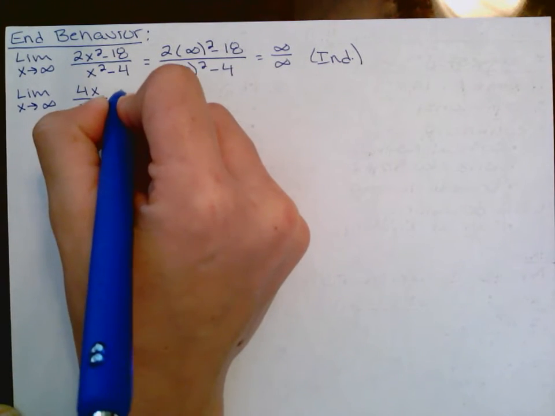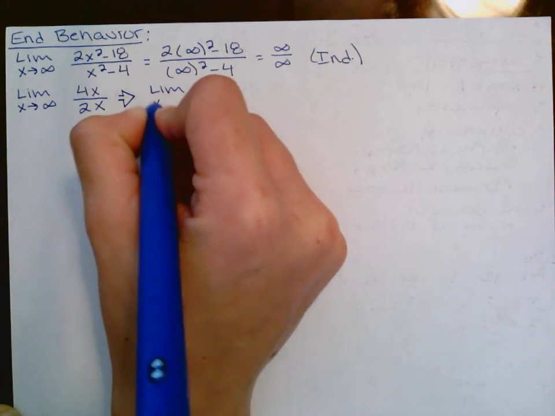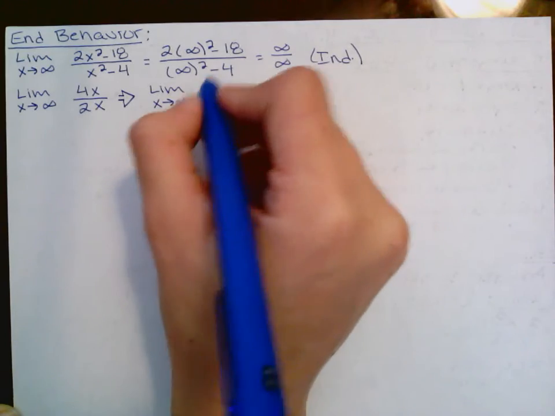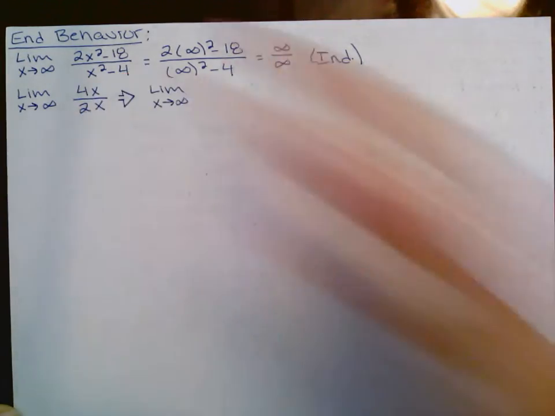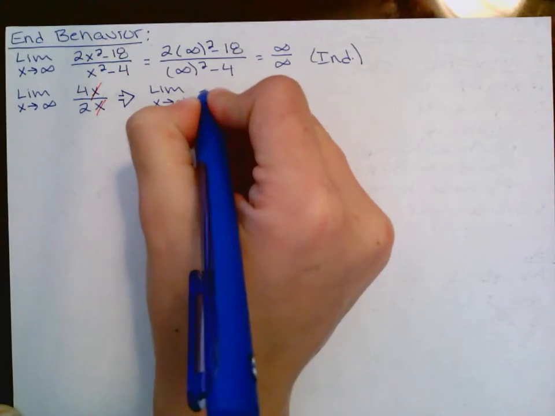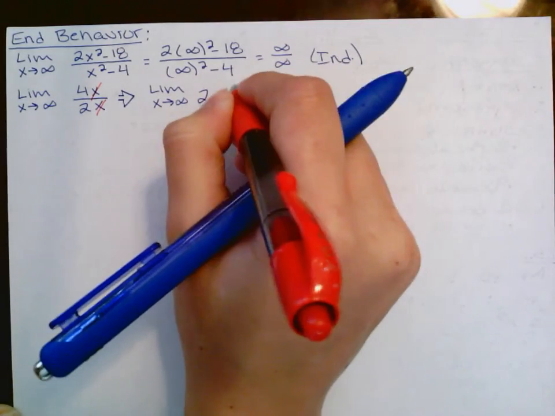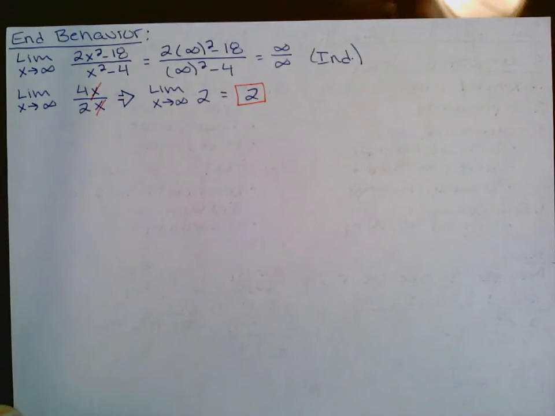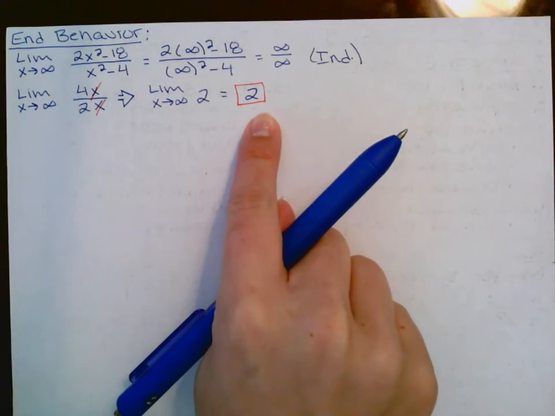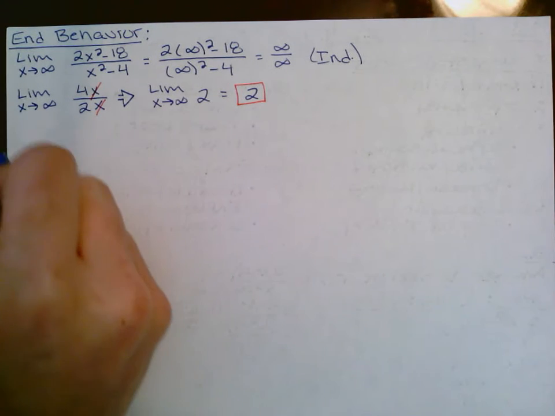And before I finish this, I'm going to reduce 4x over 2x and say the limit as x approaches infinity of the x's will cancel out, and then 4 divided by 2 is 2. And then the limit of any constant is just that constant, okay? So I know that as I shoot out towards infinity, I'm going to be approaching 2. Okay, there's my end behavior. Let's move on to the next step. Step 5 is the first derivative test.